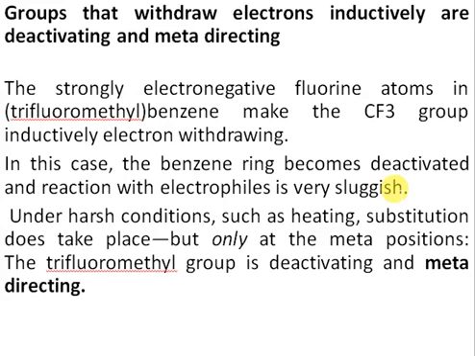But if you heat this reaction, then substitution occurs, but the substitution will only occur at the meta position. So there is no ortho product and there is no para product. Whenever you have electron withdrawing groups attached to the benzene ring, which are withdrawing with respect to inductive effect, such groups will deactivate the benzene ring. What do you mean by deactivation? It means they will decrease the rate of reaction, and such groups will act as meta directing groups.